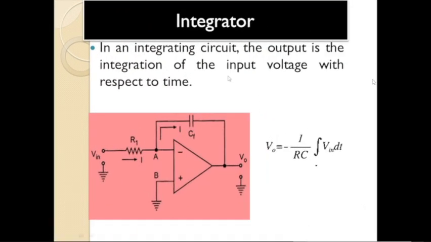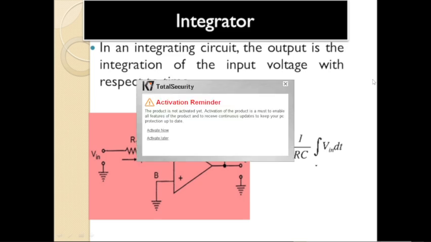So the integrator: in an integrating circuit, the output is the integration of the input voltage with respect to time. And one more thing here, in the integrator operational amplifier, we are going to use a capacitor instead of the feedback resistance. So in the feedback circuit, we are going to use a capacitor. So here the output is the integral of the input voltage, that is equal to minus 1 divided by R into C, resistance into capacitance, integral of input voltage with respect to time.